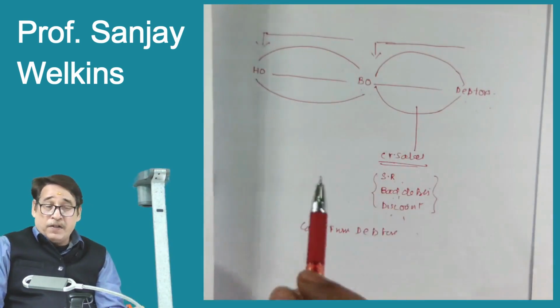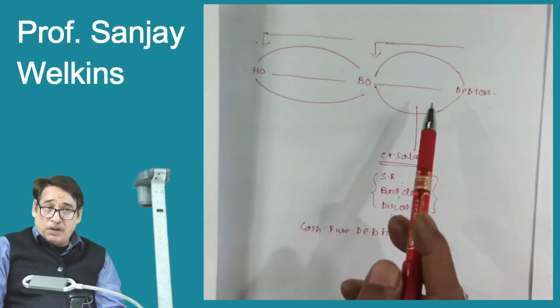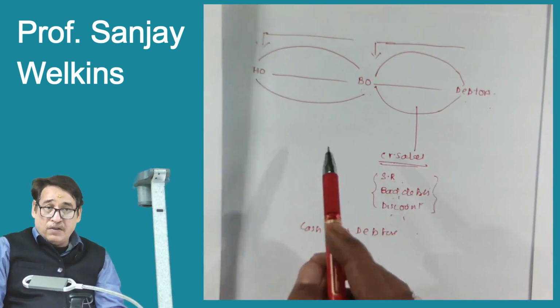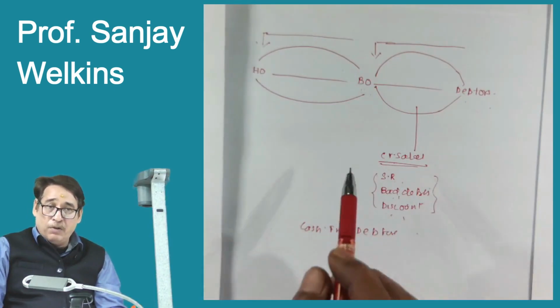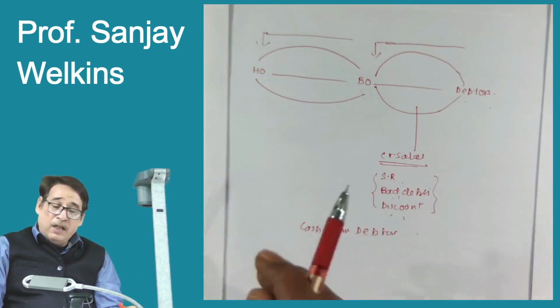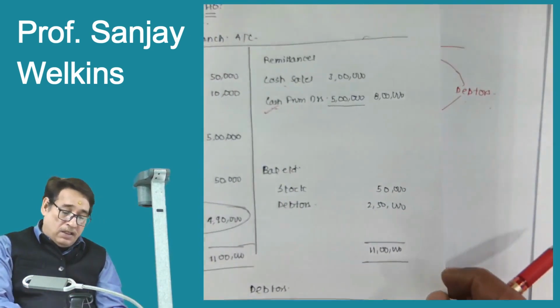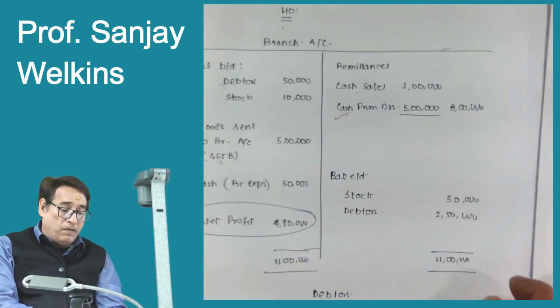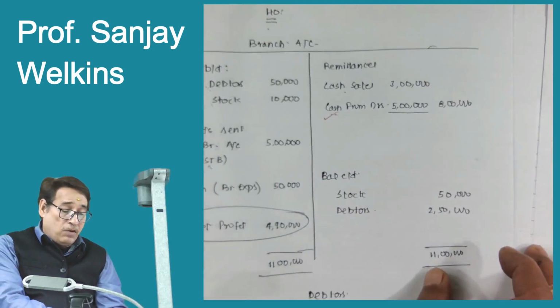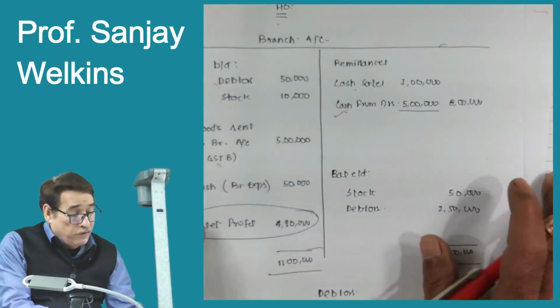Number two, cash receipt from debtors is a transaction in which all the three parties are involved, and that is the reason it will come in the debtors account and also in the branch account. Correct? These are the points which create lots of confusion, and I have tried to erase them. I hope I have succeeded.